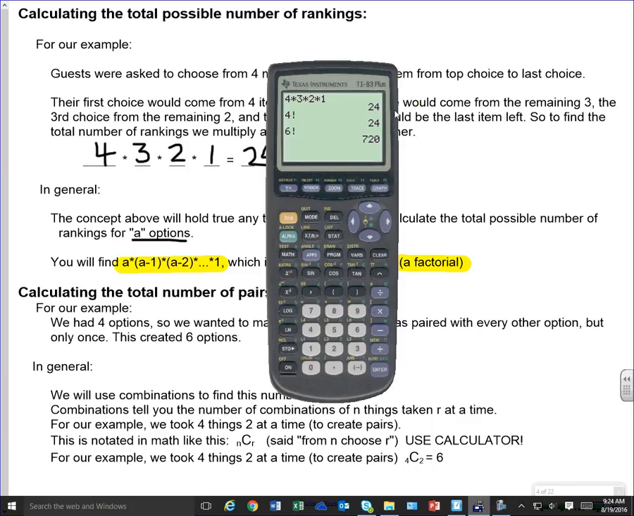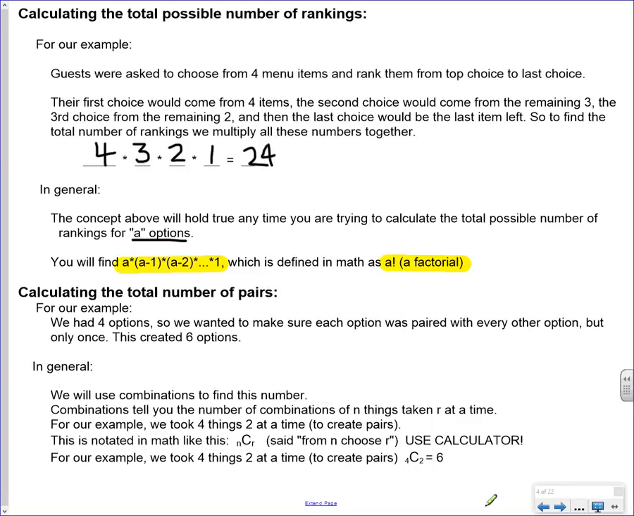If you have a smaller scientific calculator, there should be a PRB key on there. And when you push the PRB, you should see that factorial button there somewhere. Okay, so look for that. I don't have it where it can show up on the computer, but there should be a button like that that says PRB that you should be able to click. All right, so that's how we do rankings. So with rankings, you want to think about using the factorial.